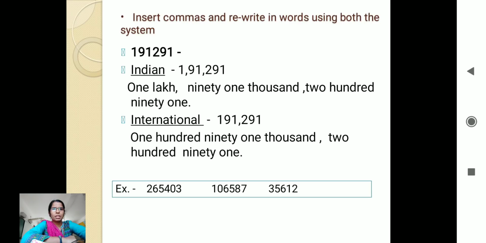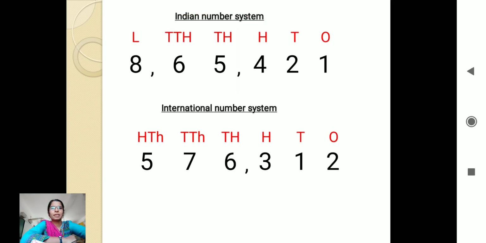Now see here, inserting the commas and rewriting in words using both systems. This type of question I will also be giving you in your worksheet. You have to compare and practice putting commas, because the comma itself will help you to read the number properly. In the Indian system, I can remember it like this: 1, 2, 3, comma, 1, 2, comma. And in the international system, how will it be?